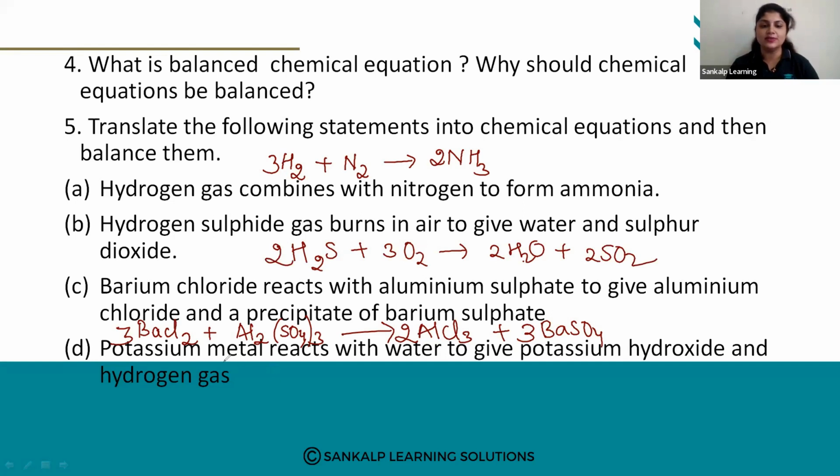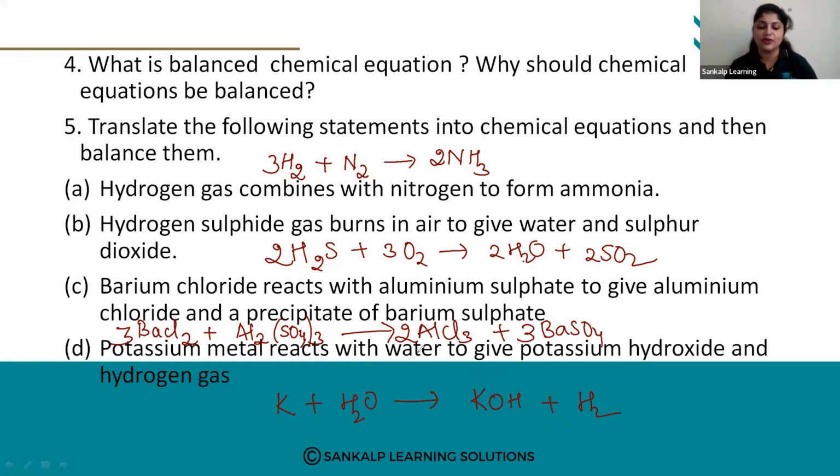Now the last one, potassium metal. Potassium metal means K. It reacts with water to give you potassium hydroxide. Potassium hydroxide is KOH plus H2 gas. Now balance it. K is 1 here, and K is 1 here. Oxygen is 1. Hydrogens are 3 here.